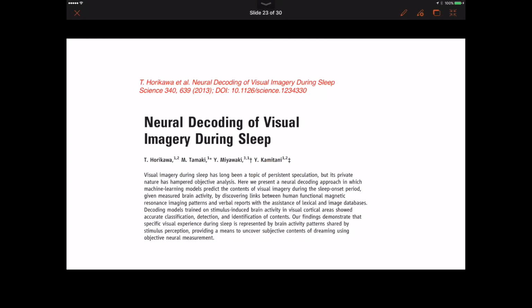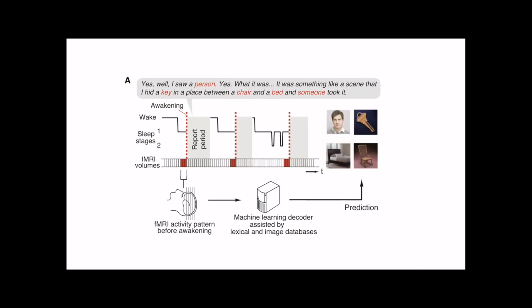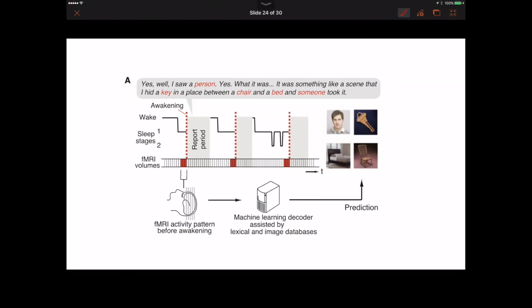Now, this same approach has been pushed to an even higher degree by a group in Japan. And these researchers have shown that you can decode from dream states the content of a dream. Let me tell you how this is done. So here is a person in the MRI machine before awakening, and MRI signals are collected and they are put into an artificial intelligence neuronal network, a machine learning decoder.